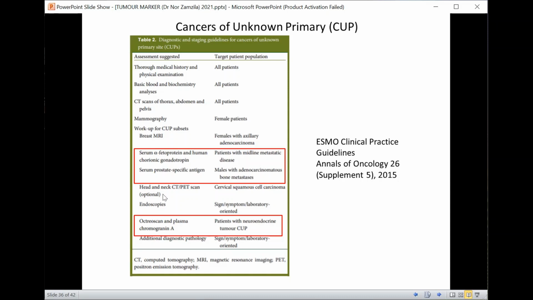Then only I would suggest head and neck CT scan, endoscopy, colonoscopy or OGDS. Then they also suggest the chromogranin A in patients with neuroendocrine tumor. Then only other additional diagnostic pathology. So this is what is suggested by the ESMO.